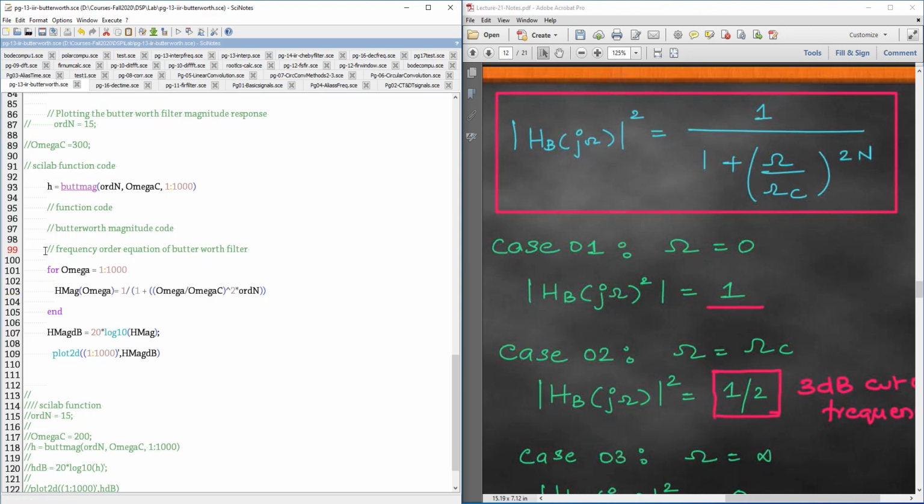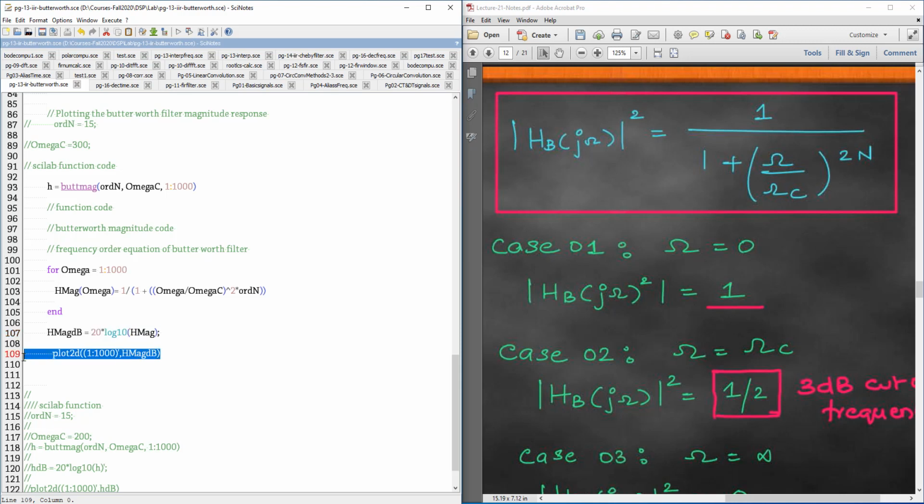I've derived this in the class. You see this 1 plus omega upon omega c to the power of 2 times the order. This is the formula for your magnitude response. If you want, you can use this program, and your Scilab function, Butterworth magnitude, is also doing the same thing. Okay, so I leave it up to you.